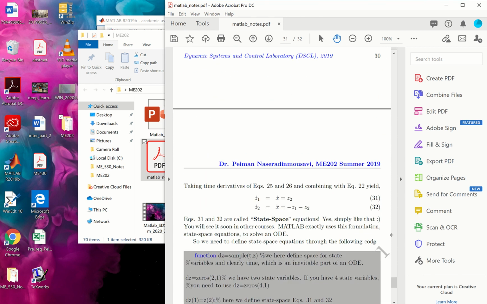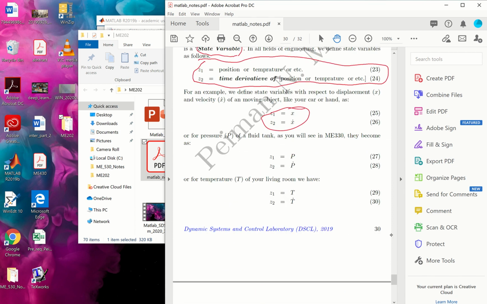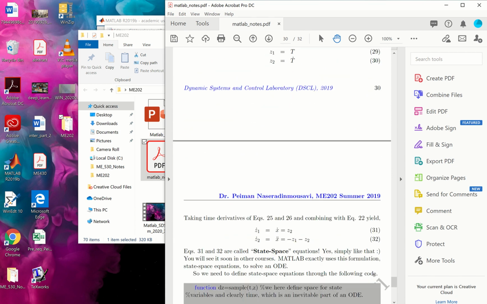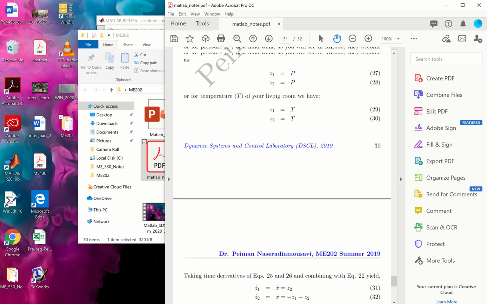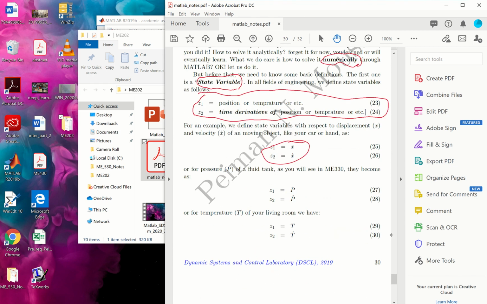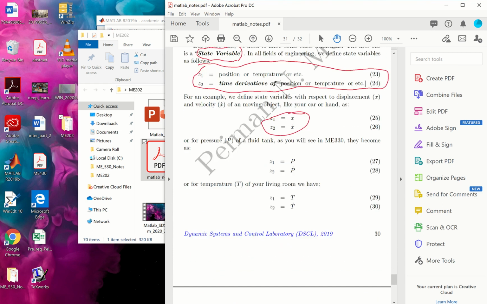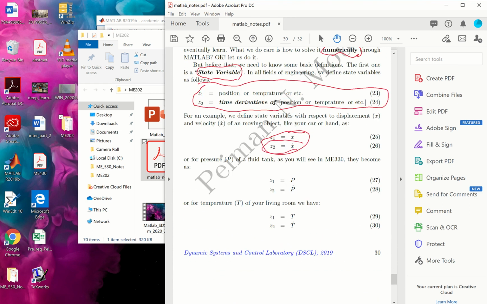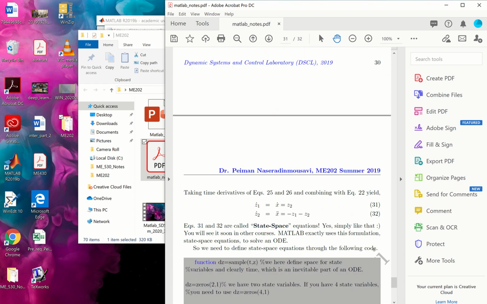So z dot 1 is equal to x dot. That's right. But we know that the x dot we defined as z2. So z dot 1 is equal to x dot, which is equal to z2. Now the other equation, the time derivative of this: z dot 2 is x double dot. That's right. Z dot 2 is x double dot.